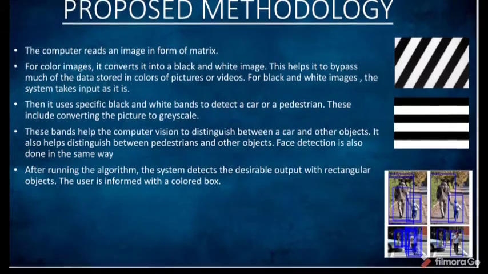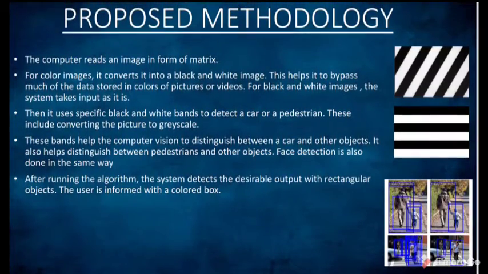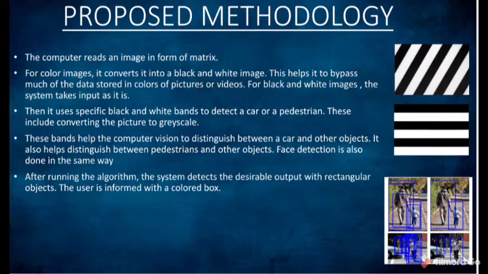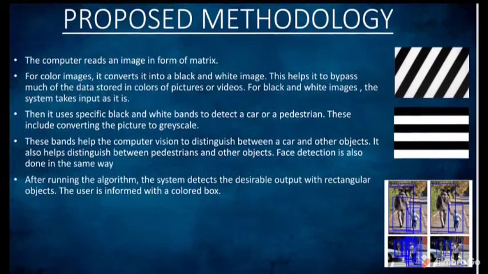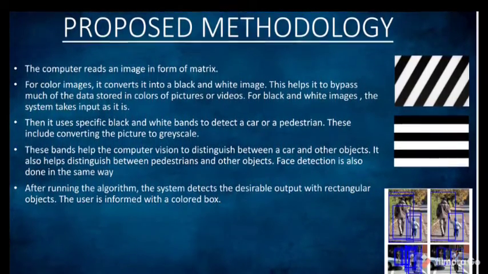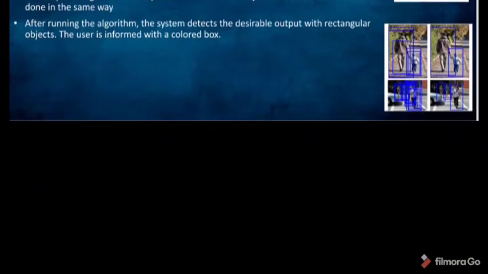So, in this project, we take the image in the form of a matrix, then the program converts it into a black and white image, into grayscale as we call it, and then the program uses specific white and black bands to detect a car or a pedestrian. This helps the program to differentiate between what is a car, what is a pedestrian, or what is a face from other objects in the background. These bands help to distinguish between a car and other objects, and after running the algorithm, the system detects the desirable output in the form of a rectangular colored box.